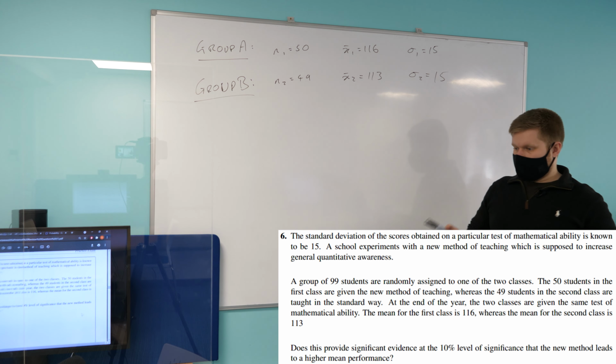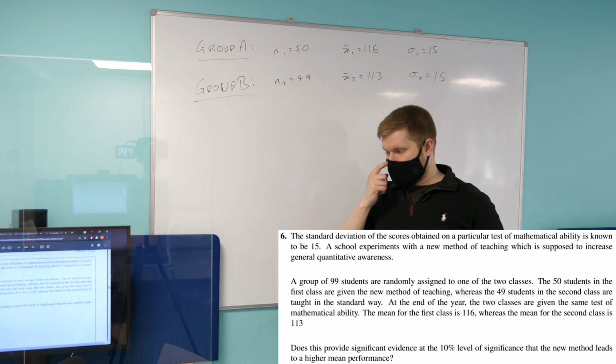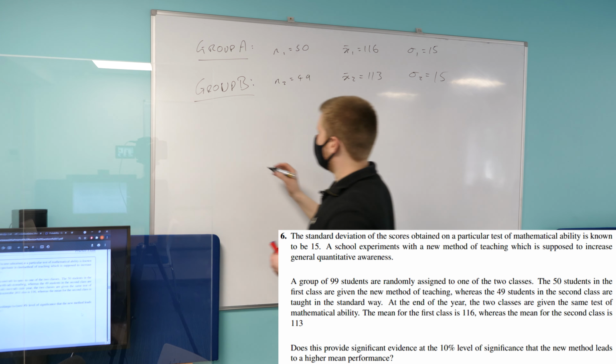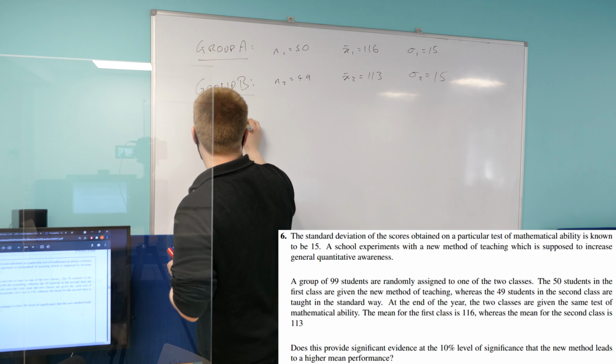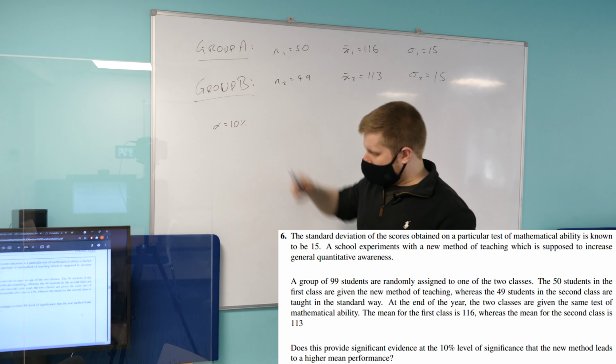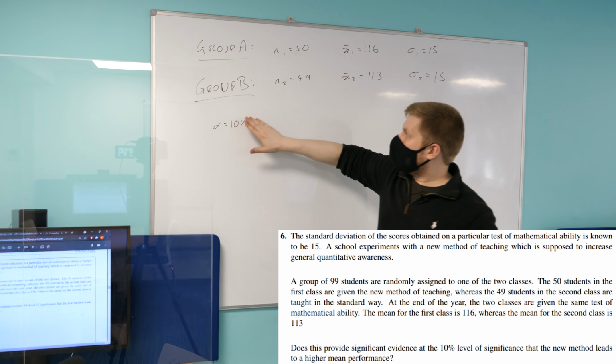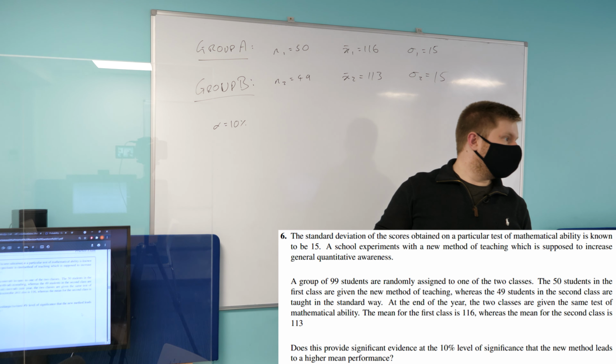Okay, so we need to answer the question. Does this provide significant evidence at the 10% level of significance? Okay, so that's our significance level, 10%. That the new method, in other words, Group A, leads to a higher mean performance. So Group A should have a higher mean on this test than Group B.